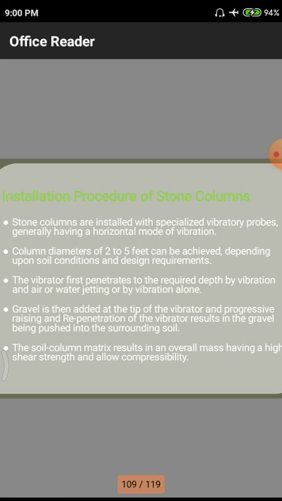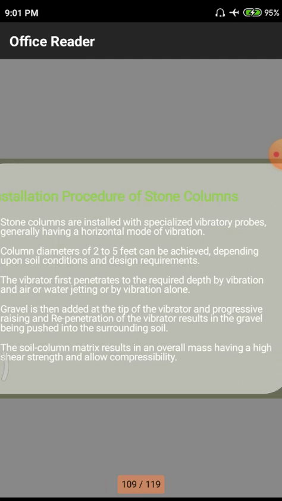The stone column diameter varies from 2 feet to 5 feet, not meters, 2 feet to 5 feet. Normally we have to prescribe these stone columns with gravel-like material. Gravel is very cheap and very plentiful in our climate conditions and topographical features.